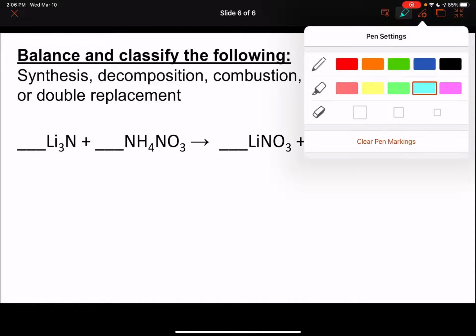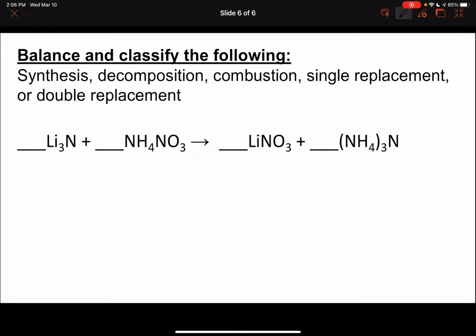Okay, our last one. This one's a big one. We have Li is A, N is B, NH4 is C, NO3 is D. So now notice that A is with D, and C is with B. So this one would be a double replacement because we have 2 switches happening. So let's draw our line going down.